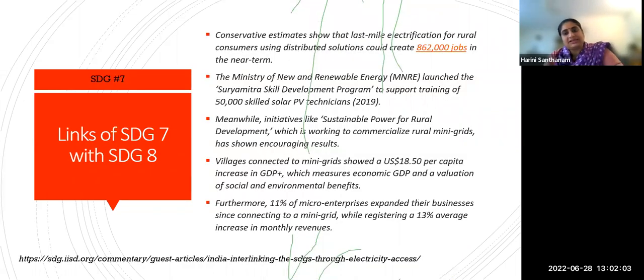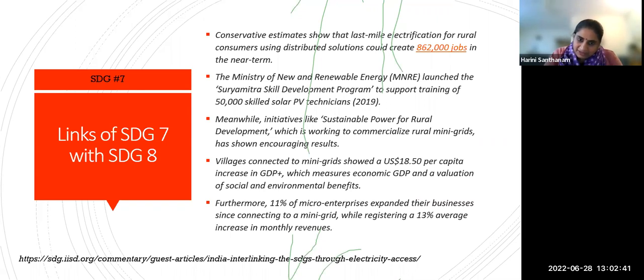Another example that I can show here is the electrification of the villages. Our estimates show that last mile electrification for rural consumers using distributed or grid-based solutions can create up to 8,62,000 jobs in the near term. So this is a very important cross-cutting SDG option that we are seeing. And the MNRE, the Ministry of New and Renewable Energy, launched the Surya Mitra Skill Development Program in 2019, which supports the training of 50,000 skilled solar PV technicians.